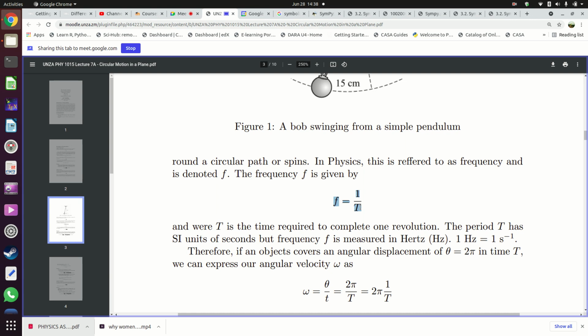The more time it takes you to go around a circle, the fewer times you go around that circle. So if you are taking a small amount of time to go around a circle, then you're going to go around that circle many times. But if you're taking longer and longer to go around the circle, then you're going to go around it a fewer number of times. Are we clear on what frequency is?